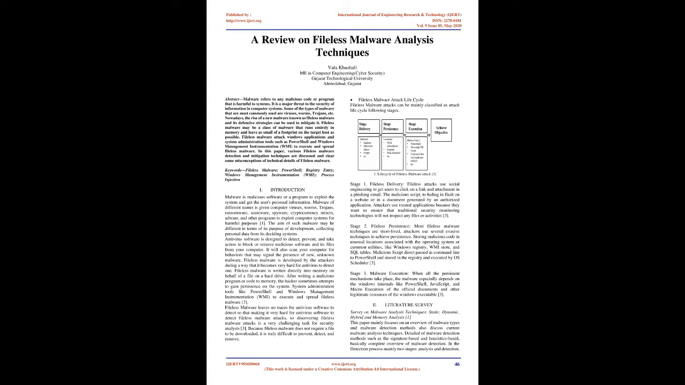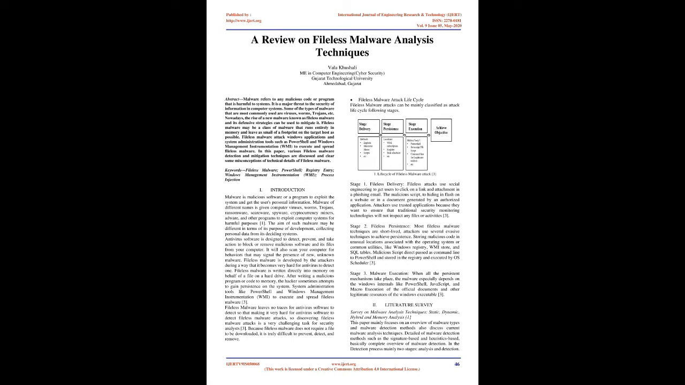Stage 1. Fileless delivery. Fileless attacks use social engineering to get users to click on a link or attachment in a phishing email. The malicious script may be hiding in Flash on a website or in a document generated by an authorized application. Attackers use trusted applications because they want to ensure that traditional security monitoring technologies will not inspect any files or activities.